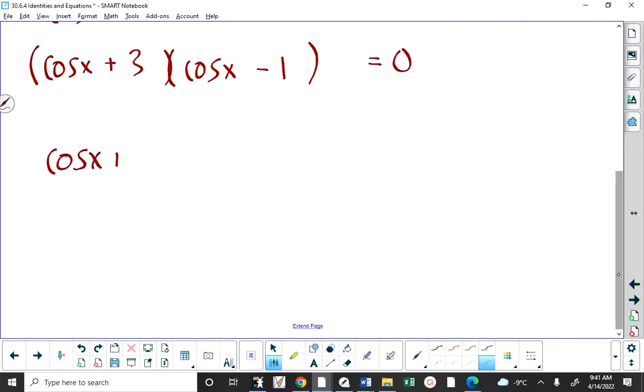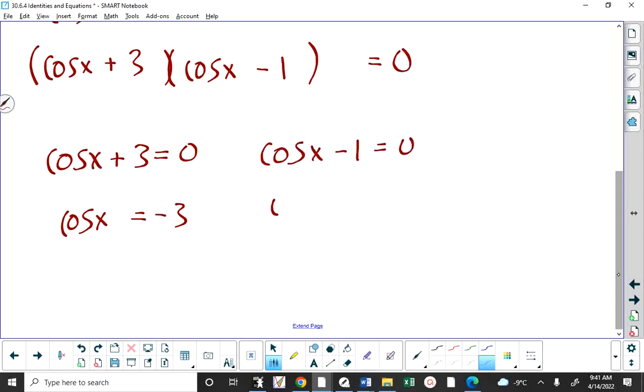If it's written response, I suppose you probably should write this before you write this. But I don't know, that's kind of even iffy. I mean, if cos x plus 3 equals 0, you know cos x equals negative 3. And then we could write cos x minus 1 equals 0, which leads us to cos x equals 1. So if you are a unit circle kind of person, and I guess I'm kind of forcing us to think of the unit circle if we're allowed to.